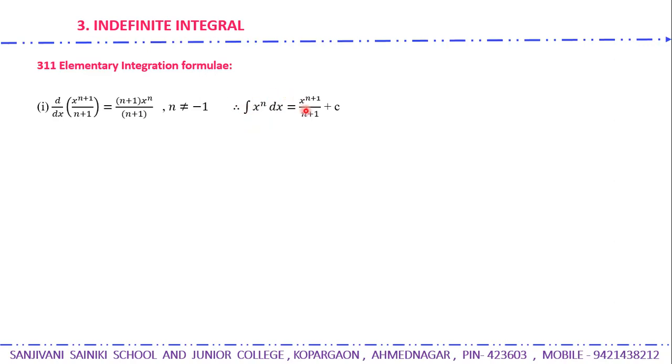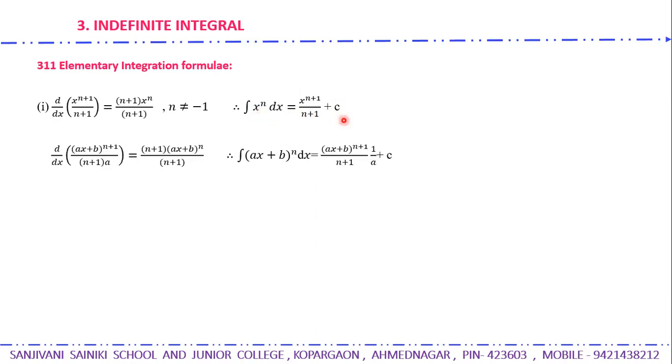But in integration, what is the integral? X raised to n plus 1 upon n plus 1. The index is increased by 1 and we are dividing by that index. So this is the integral. This is the first formula. Now we will generalize this formula. How? I am replacing x by ax plus b.